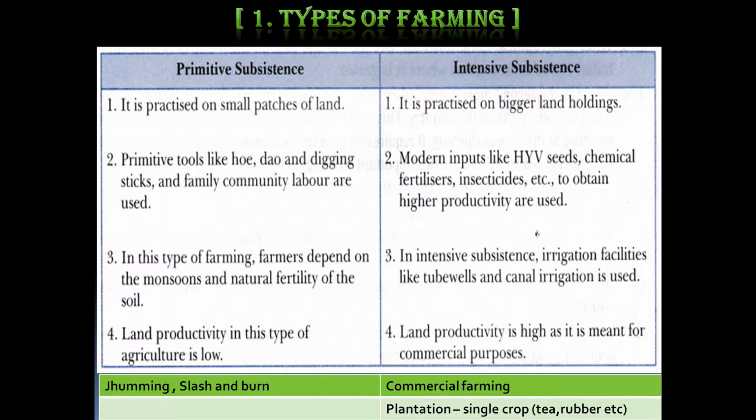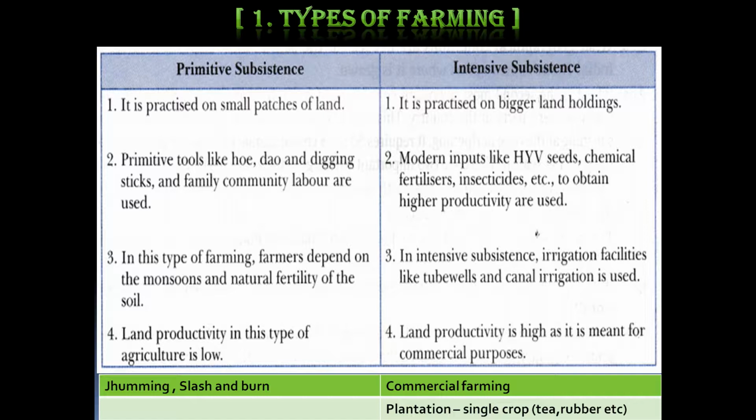Primitive tools like hoe, dao and digging sticks, and family and community labor are used. Labor from outside is not called in that much quantity, so at home only the family is doing this work. In this type of farming, farmers depend on the monsoons and the natural fertility of the soil. When peasants are going to sow something, they are completely dependent upon the monsoon. They don't have any other alternative.